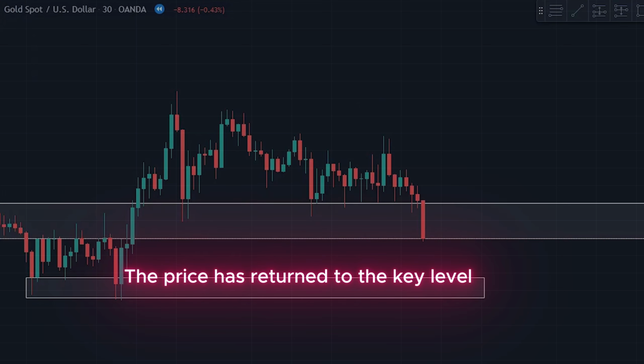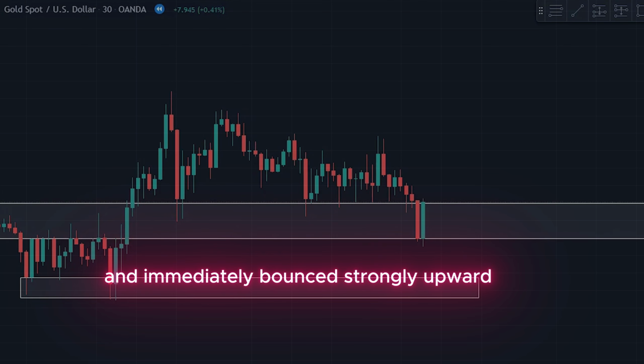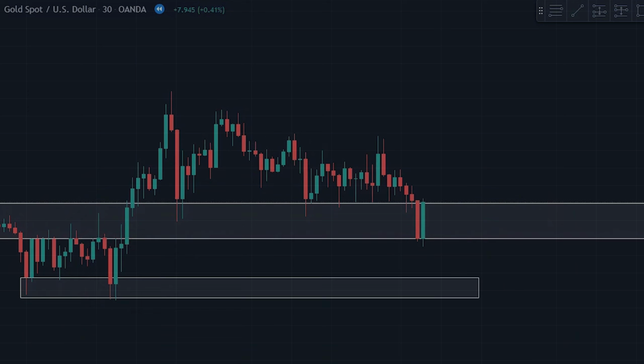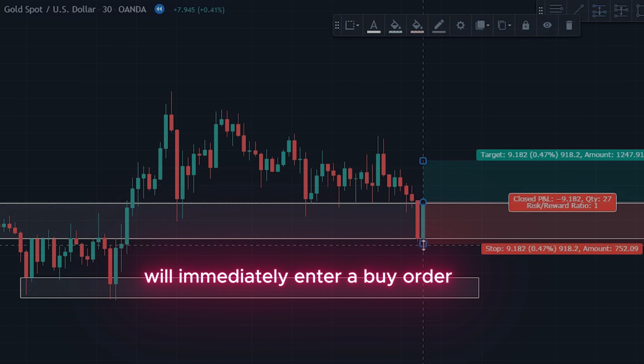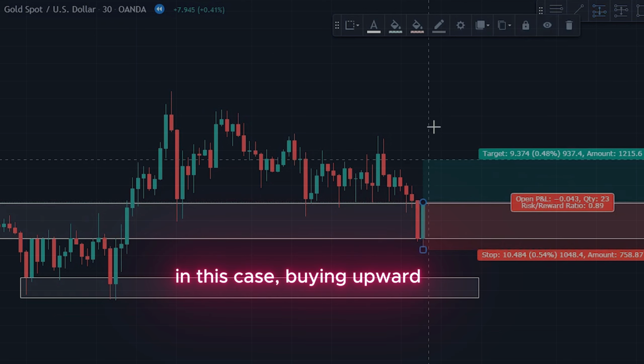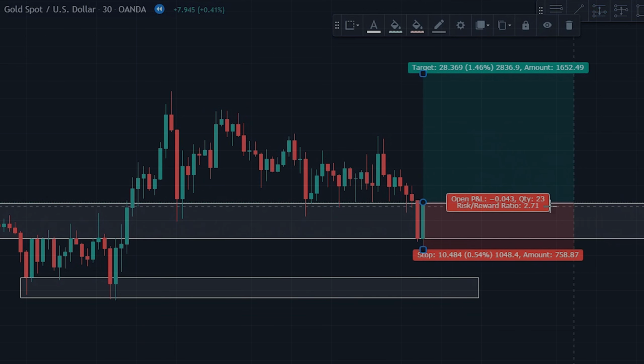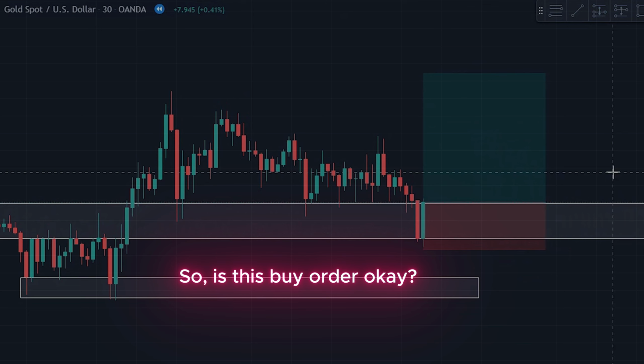The price has returned to the key level and immediately bounced strongly upward. Most new and impatient traders will immediately enter a buy order, in this case, buying upward. So, is this buy order okay? Honestly, it's not okay at all.